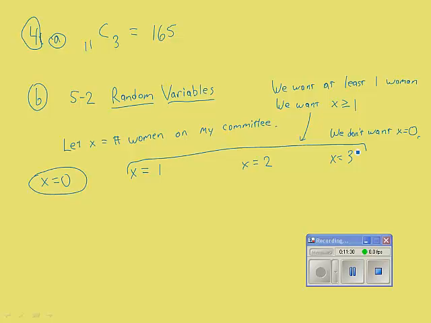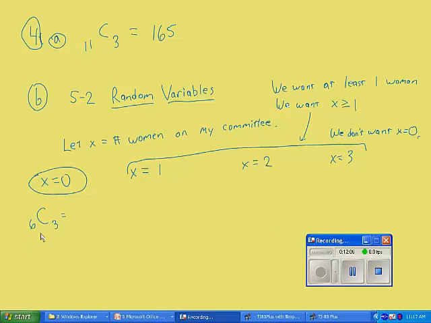Well, you said 2, but I'm saying if I wanted to do it the backwards way, the complement way, we want all 3 to be men, right? So the number of ways of getting 0 women in this problem is 6 choose 3. 6 men, choose 3 of them. What does that give me? Where did the 6 choose 3 come from?